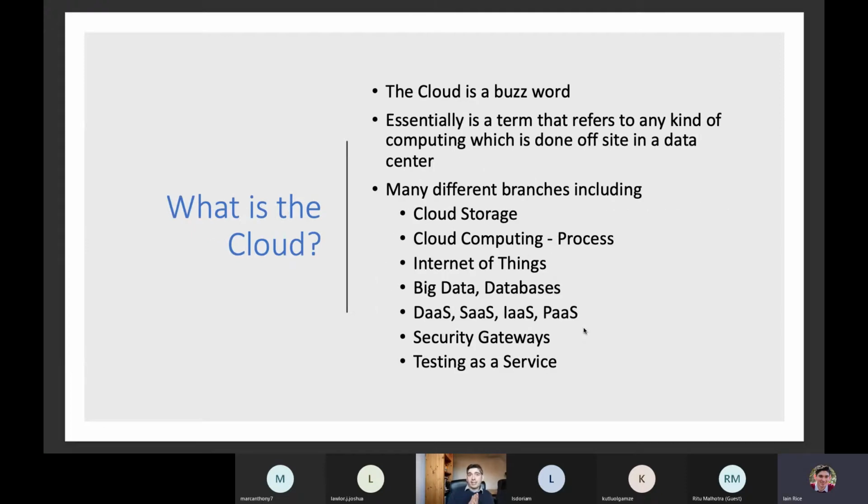So the cloud is, as I said, a buzzword. Essentially, it just refers to any kind of computing which is done off-site in a data center. Okay. These data centers used to be, a couple of decades ago, just large buildings in city centers generally, to make sure that you had a decent internet or networking connection to those and made the transfer of data easier.